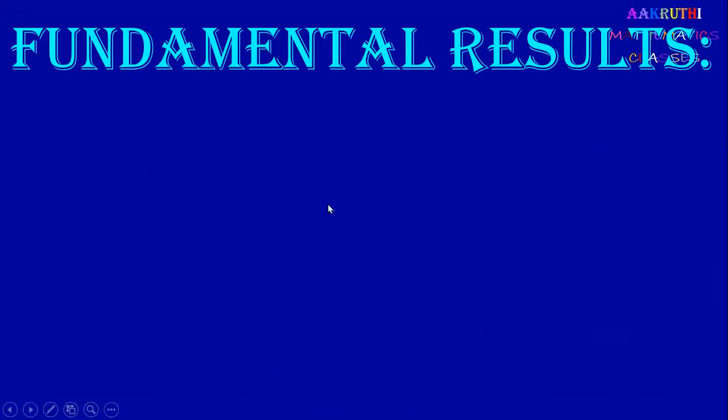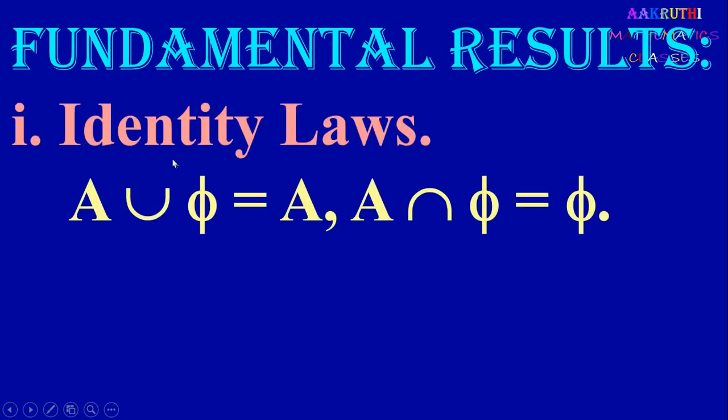So next, some fundamental results. First one, it is the identity law. Now when we take A union empty set, we get A. Always you get the bigger set. Now here A is the bigger set, we get A only. A intersection empty set is the empty set. We get the smaller set. Here the empty set is the smaller set. Therefore intersection is the empty set.